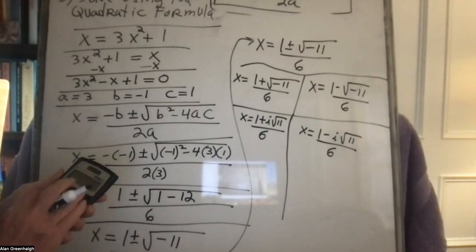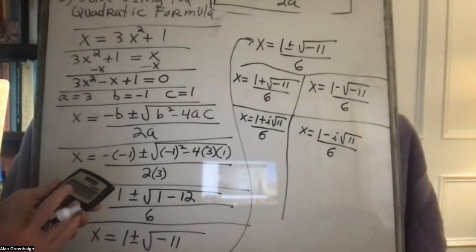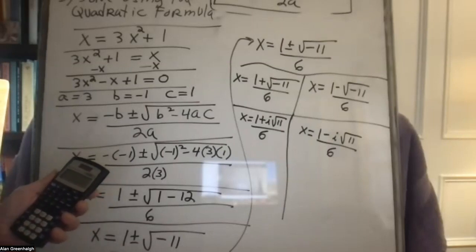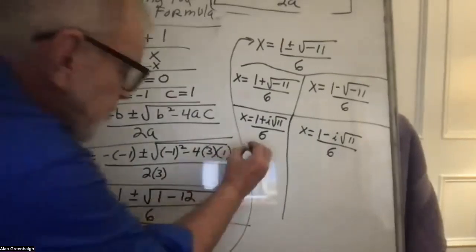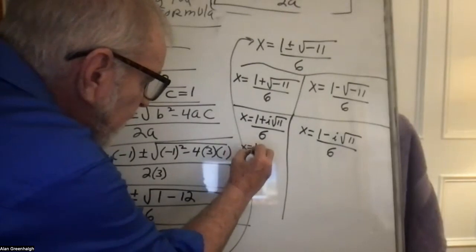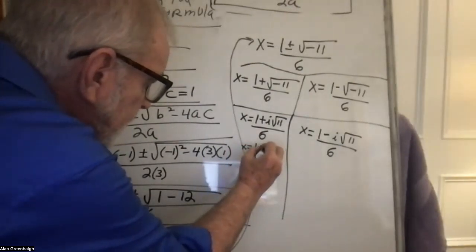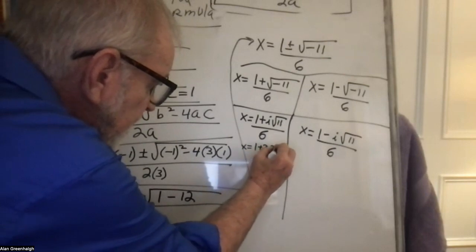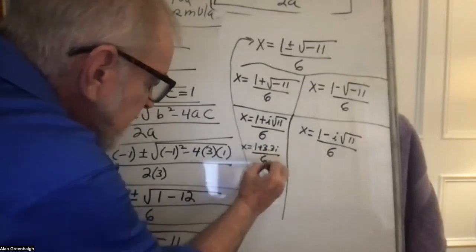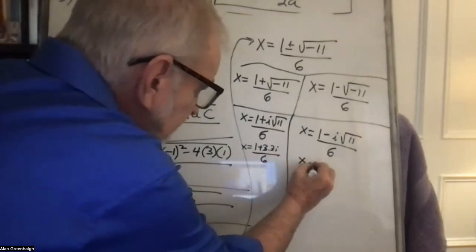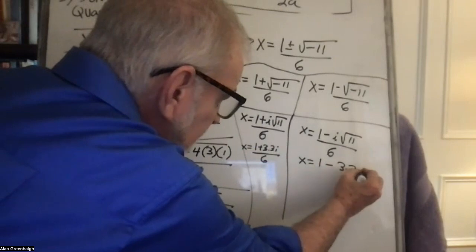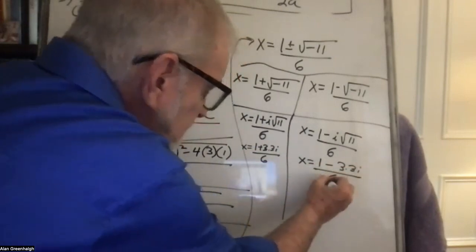But the square root, second function, x squared of 11. Square root of 11 is 3.3. So this is where we are right now. So let's put the 3.3 first, actually, right? 3.3i over 6. And x equals 1 minus 3.3i over 6.